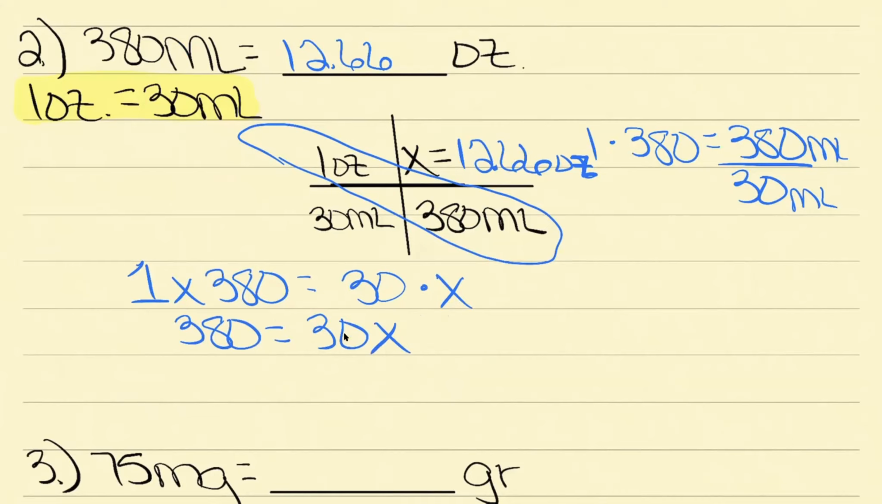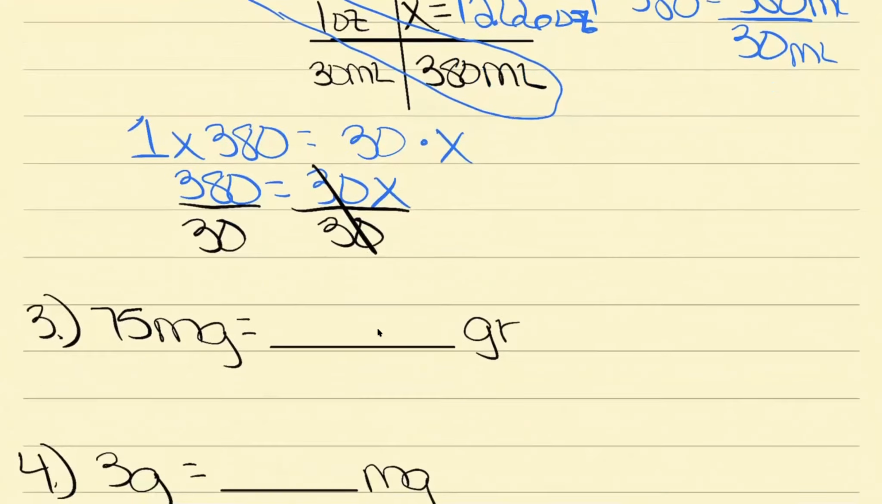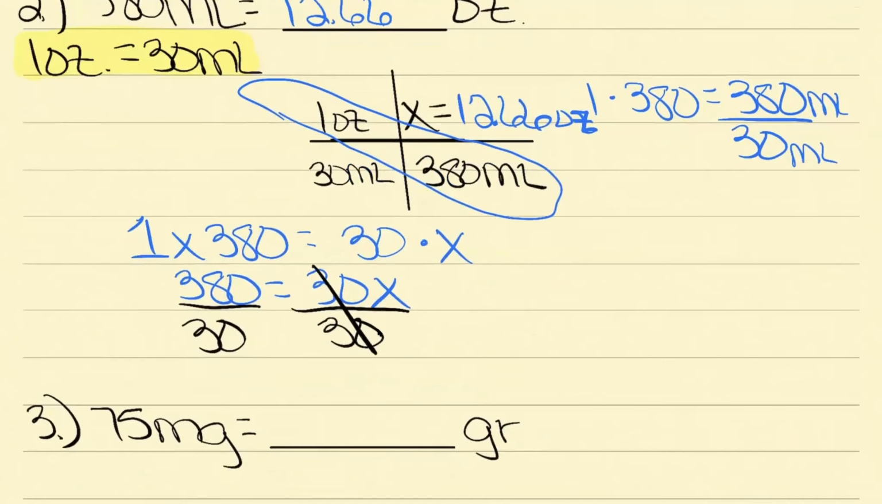30 times x is just 30x. But like we did before, we want to get x on a side by itself. So you perform the opposite sign of what's being done. So 30 is being multiplied by x. So you do the opposite of multiplication, which is division. So I divide by 30 on each side. And because this cancels out, this 30 and this 30 cancel out because 30 divided by 30 is 1.